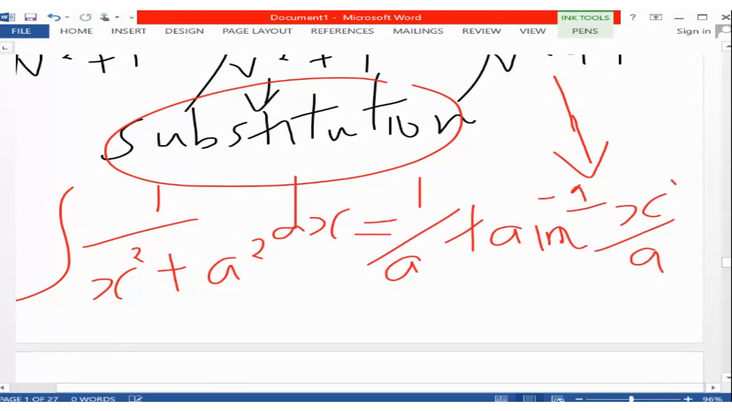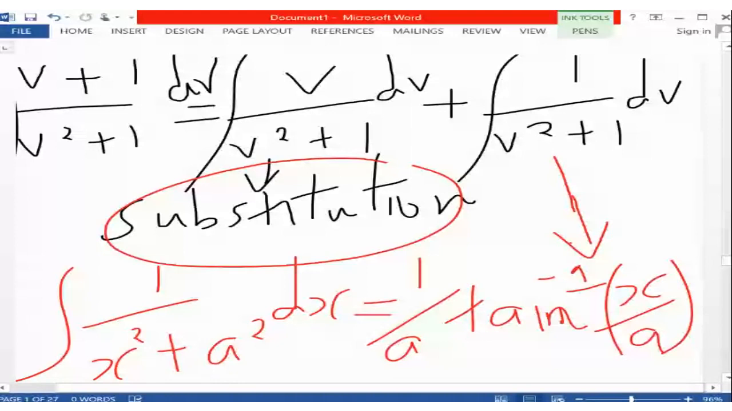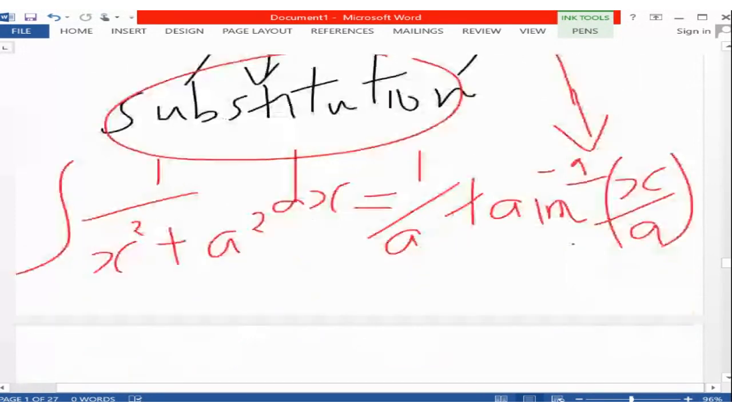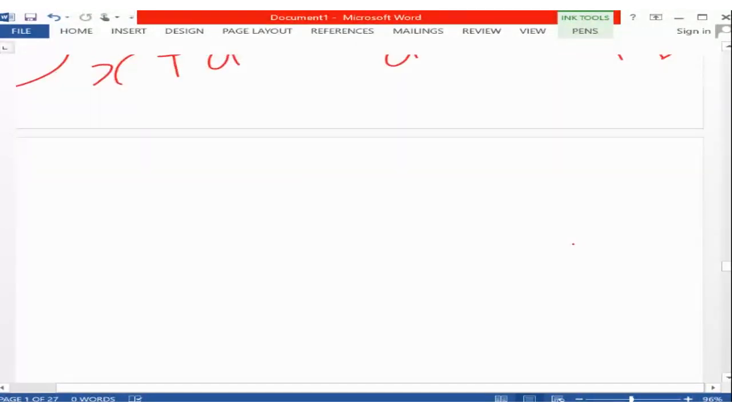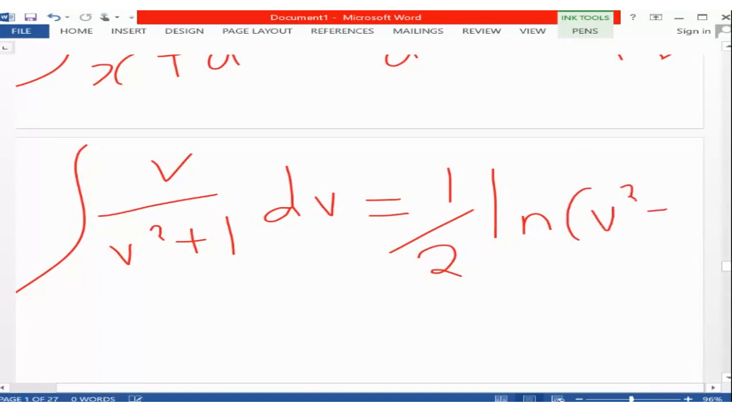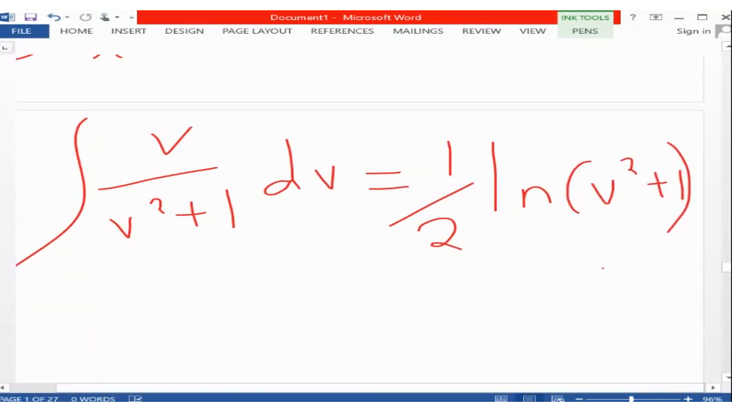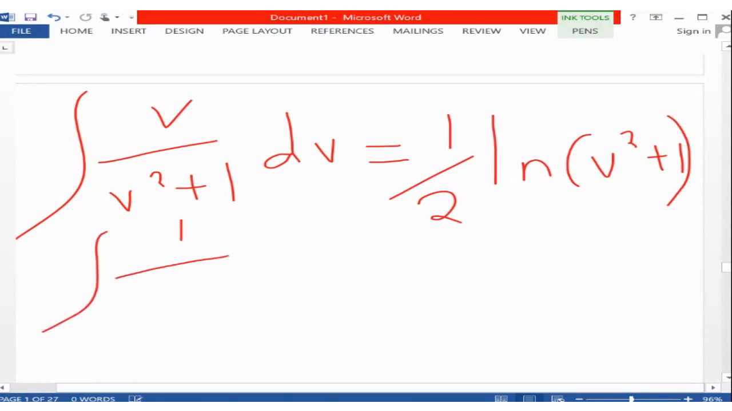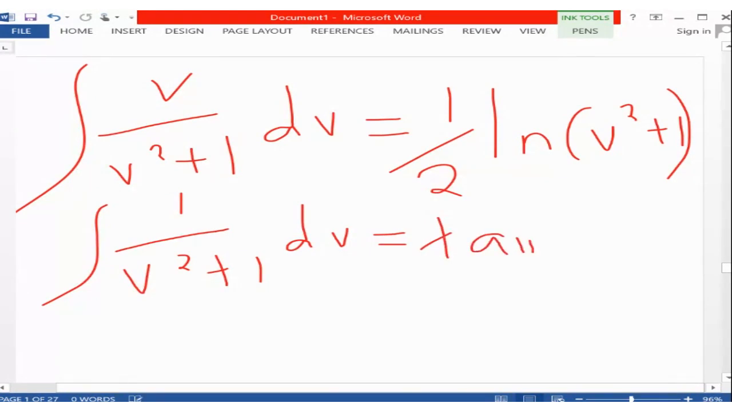So when we are using substitution, the other one we are using the tan inverse. When you differentiate, we'll get 2v, so there's a 2 that will remain somewhere. So let me do this one now. When you integrate v all over v squared plus 1 dv using substitution, you're supposed to get a half ln of v squared plus 1. The second one is the integration of 1 all over v squared plus 1 dv. When you do this one, we shall just get tan inverse of v. We are done with that one now.